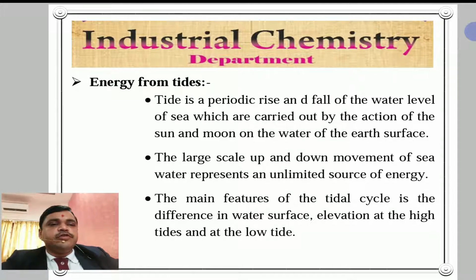The main feature of the tidal cycle is the difference in water surface elevation at high tides and at low tides. We also see this type of mechanism at our seashore. In high tide, the water level is near at some places, while in low tide, the water level goes far. So, this is the main feature: in the tidal cycle, the difference in water surface elevation at high tide and at low tide.